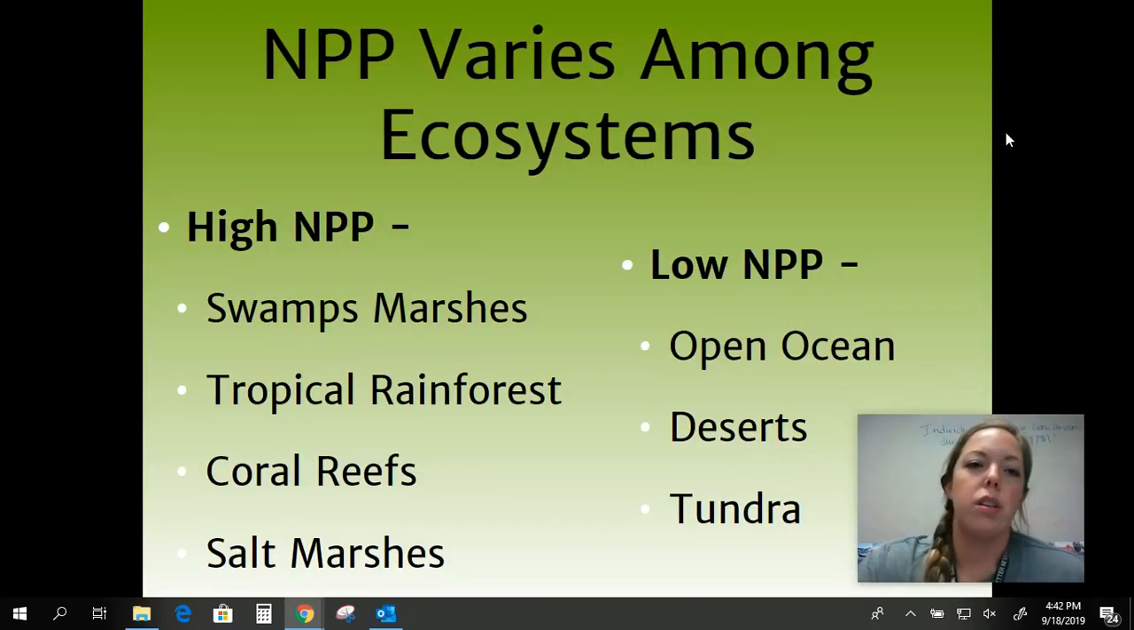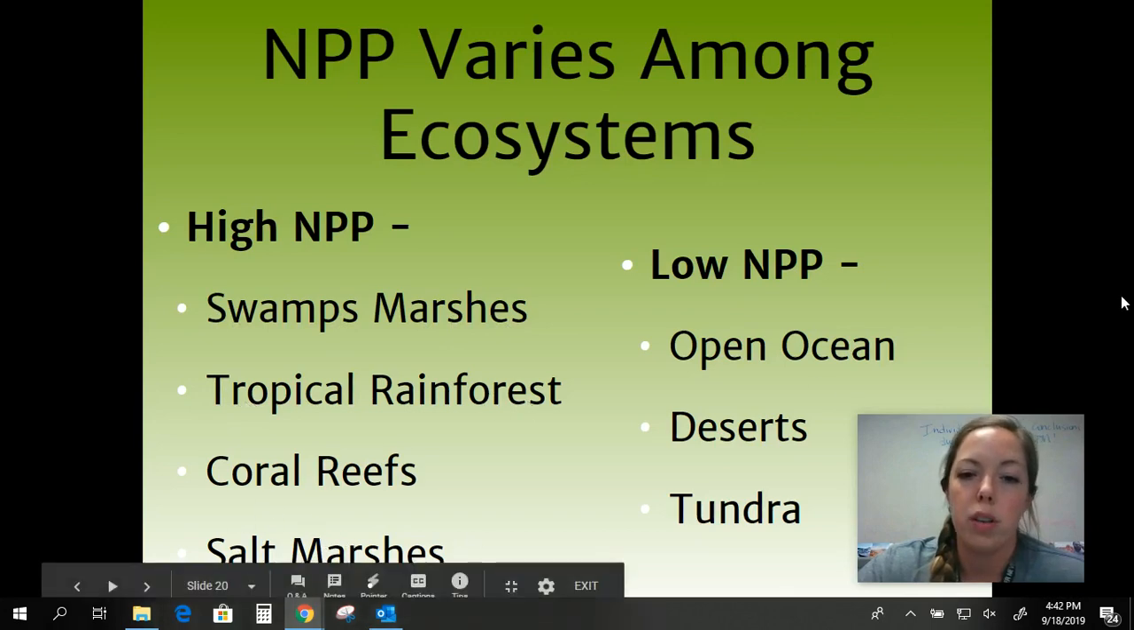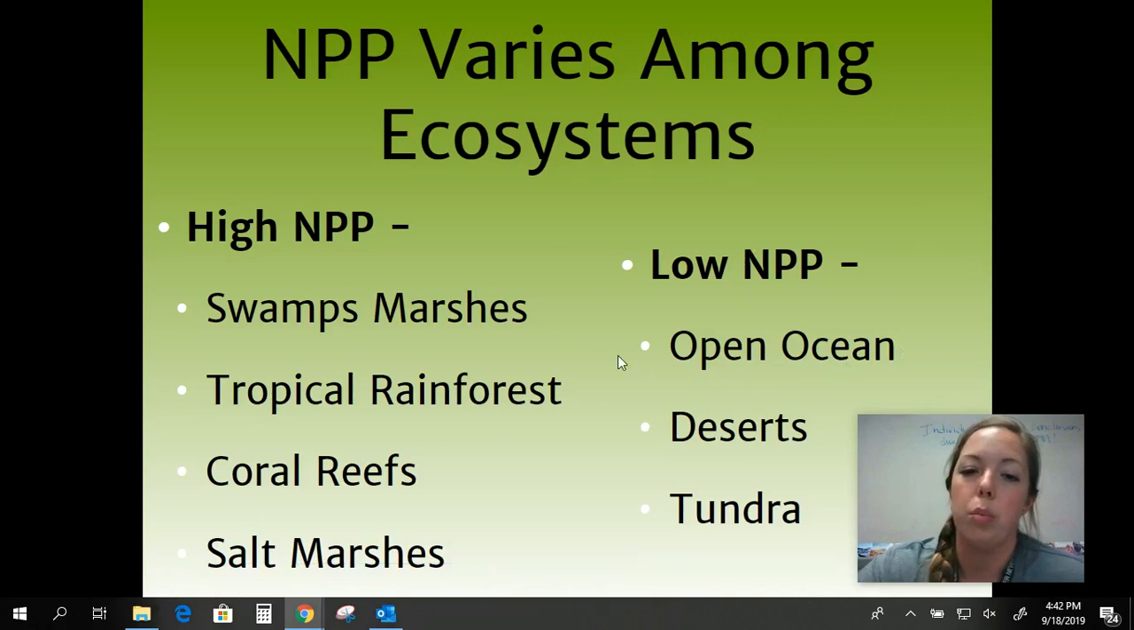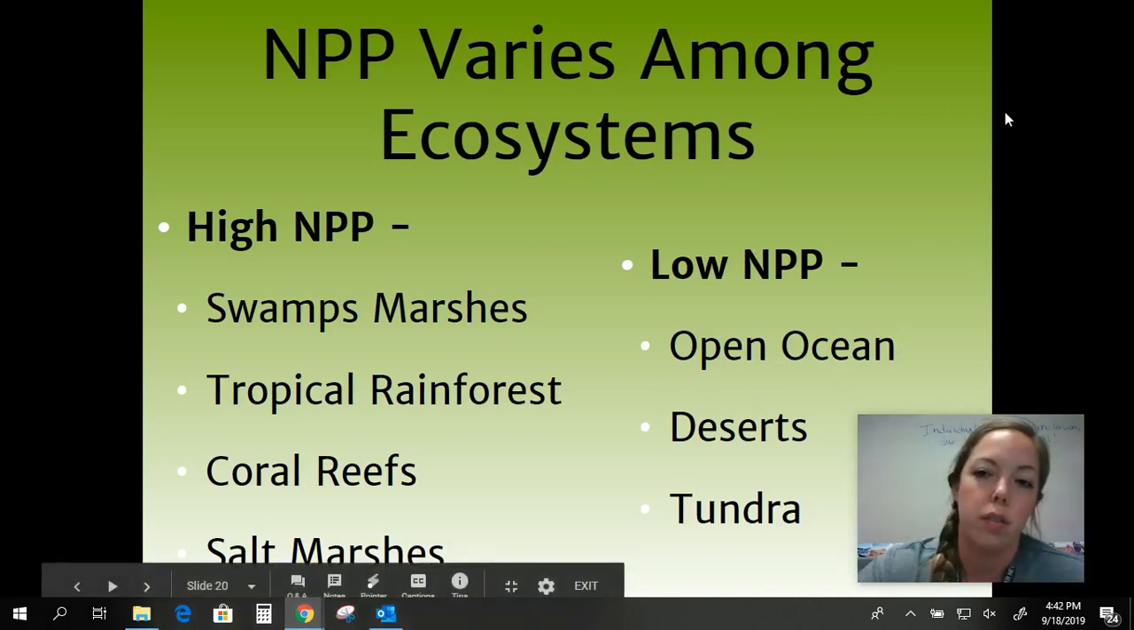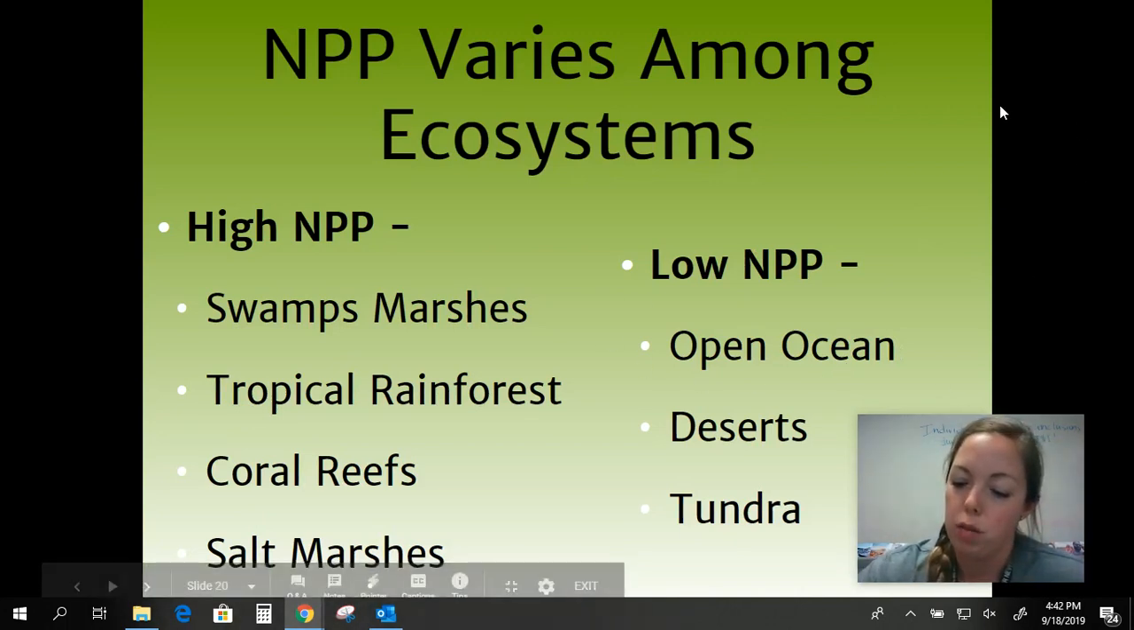So this is just showing the different net primary productivities among ecosystems. Some ecosystems that might have a high net primary productivity would be swamps and marshes, tropical rainforests, coral reefs, salt marshes. Things with low net primary productivity would be like the open ocean, deserts, tundra, stuff like that, places that don't have a lot of warmth, sunlight, soil with nutrients, et cetera, et cetera.